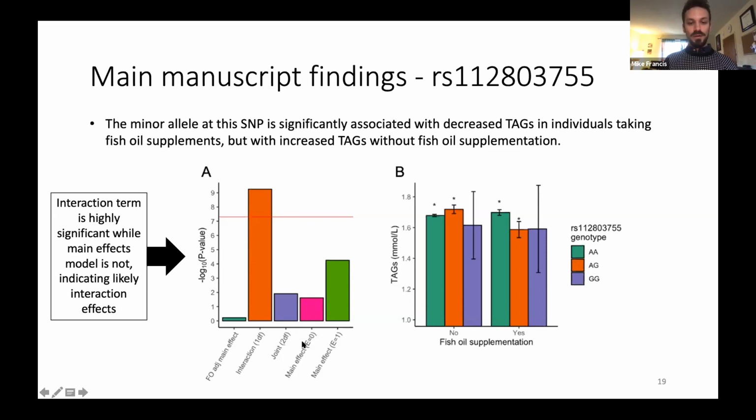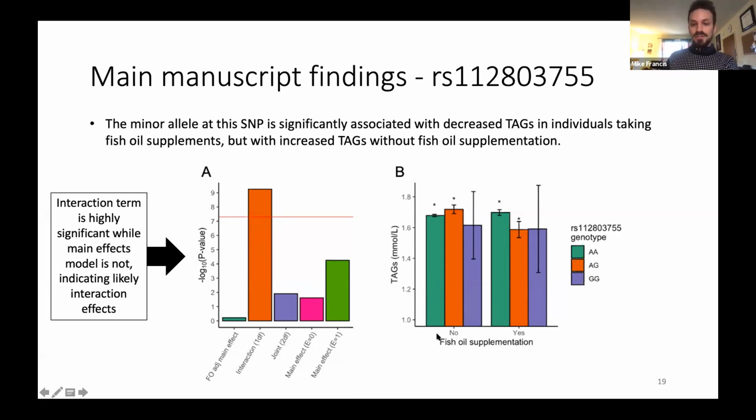I'll skip over the joint for now, but one cool thing is that we can actually stratify our population into 2 groups, those who don't take fish oil and those who do. And you can find that this SNP has a higher main effect, which is really the interaction effect that you're measuring at that point, in the group that takes fish oil. So this is very robust. This is exactly what we were looking for.